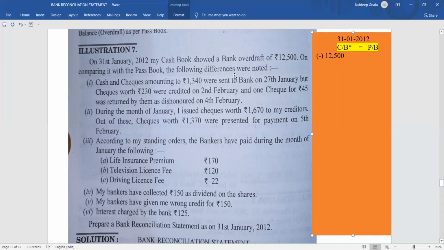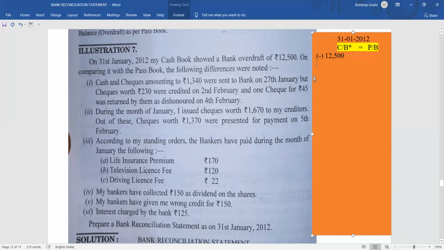On comparing the cash book with the passbook, the following differences were noted. Okay, what are the things? Number one, cash and checks amounting to 1,340 were sent to bank. Okay, cash and check, the total amount comes to 1,340, were sent to bank on 27 January.